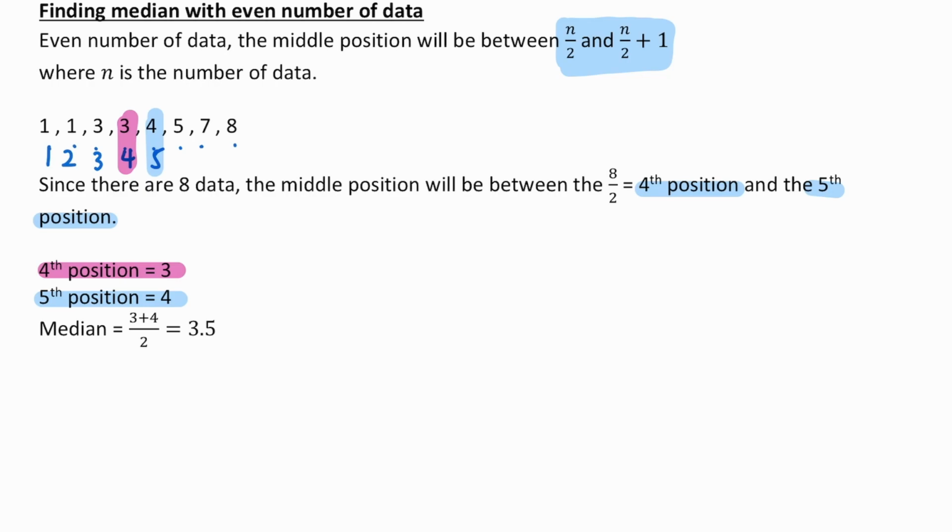So what we're going to do now is add the 2 data and divide by 2. Essentially, your median for an even number of data will be in between 2 data. You can see on the left side there are 4 data points, and on the right there are 4 data points also, which means that the median is between these 2 sets of values.